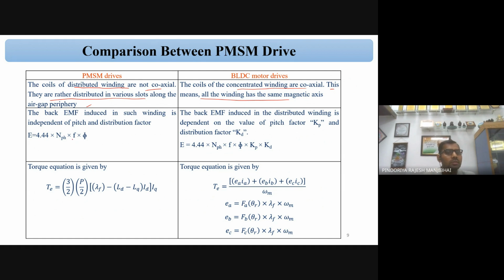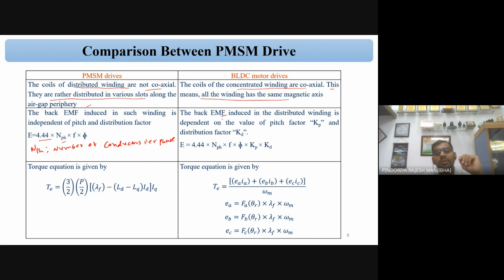What is the back EMF equation? So the back EMF equation is 4.44 N phase, where N phase is the number of conductors per phase, correct? F is the frequency and phi is the flux. So the EMF equation is 4.44 into N phase, the number of conductors per phase, into the frequency, into phi, the flux.